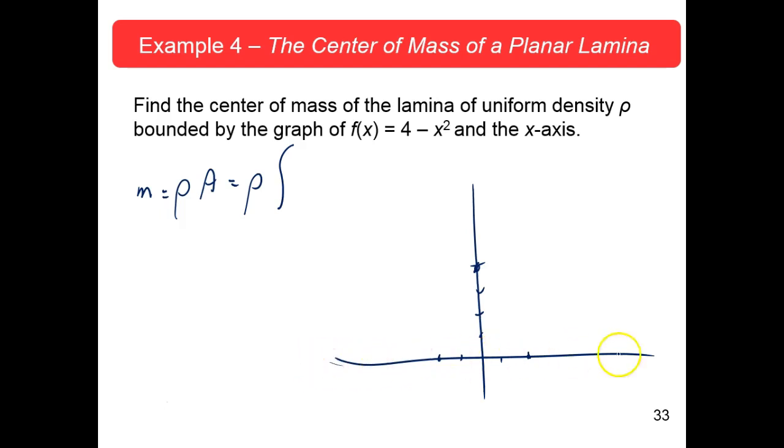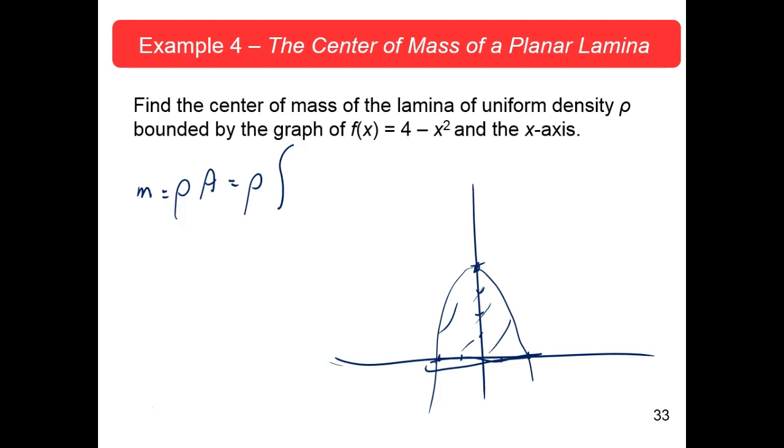The x-axis is this down here. This is a parabola that goes like this, right? So we want the center of mass of the lamina of uniform density bounded by this graph and the x-axis, so we're talking about this in here. Because when you plug a 2 in here, you get 4 minus 4, and with minus 2, you get 4 minus 4. So that's where y is 0. So this is the lamina we're talking about, and we've got to find the mass of this.